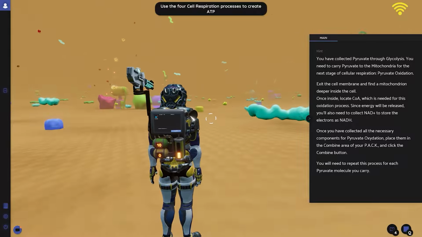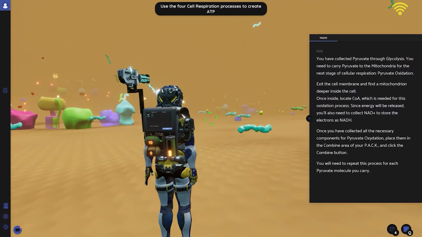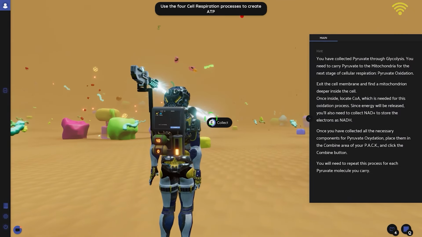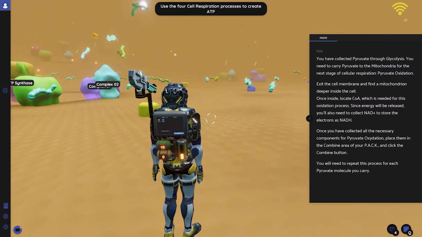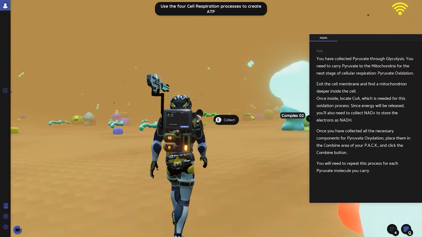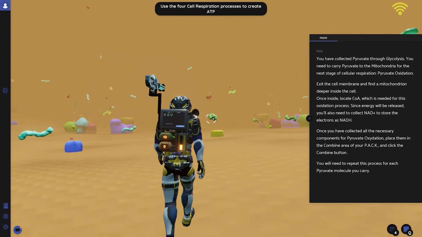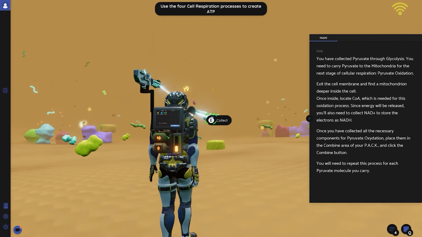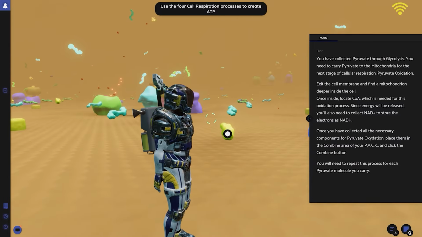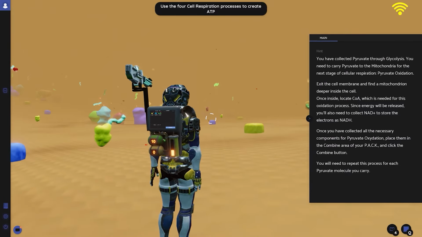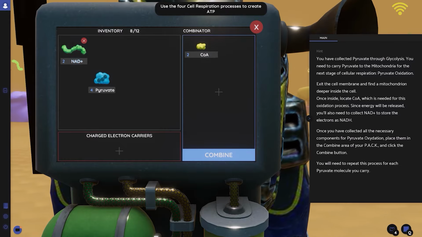With pyruvate molecules in hand, UniVirtual students journey to the mitochondria to continue cellular respiration. Navigating through the intricate environment, they collect essential molecules such as CoA for oxidation and NAD+ to store high-energy electrons. Once again, they access their PAX screen to combine these components, successfully transforming pyruvate into acetyl-CoA.